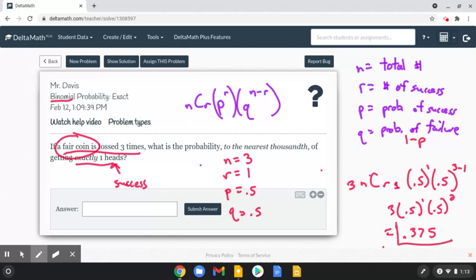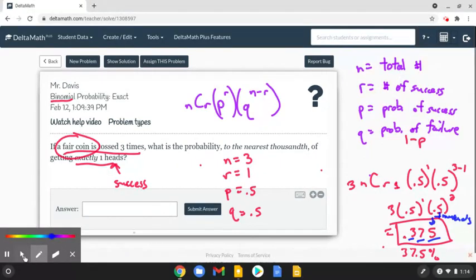So if we were to translate what this means, that means you have a 37.5% chance of getting 1 head if you flip a coin 3 times. We're supposed to type this to the nearest thousandth. So we're not actually supposed to type it in as a percentage. We're going to type it as a decimal. Remember, this is tenths, hundredths, thousandths. So the third decimal place is always the thousandths. So we want to round to the nearest thousandth. There's nothing after that, so we're just going to leave it at 0.375.